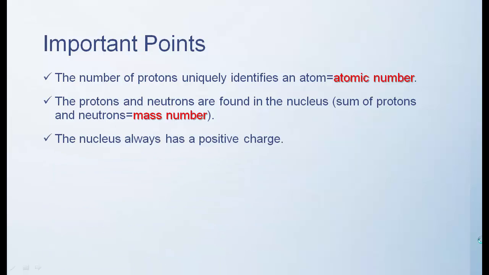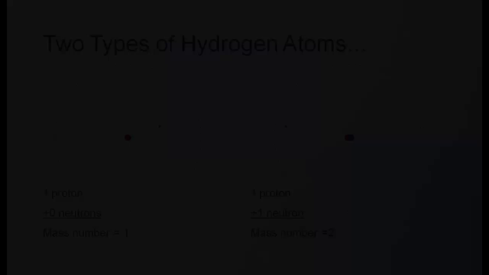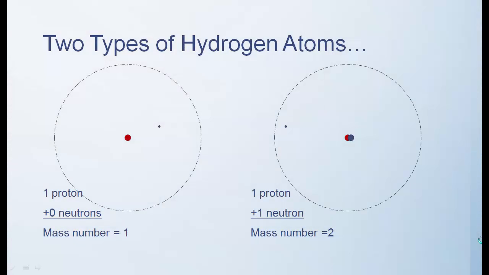Okay, so the nucleus always has a positive charge, and we said that the protons and electrons have the same magnitude of charge. Now, as I said, you have to have a certain number of protons if you want to have a certain identity as an atom. But it turns out that the number of neutrons is not terribly important. In fact, here we see 2 distinct types of hydrogen atoms. The hydrogen atom on the left has only 1 proton, but because it has 1 proton, the atomic number is 1. That means you have hydrogen.